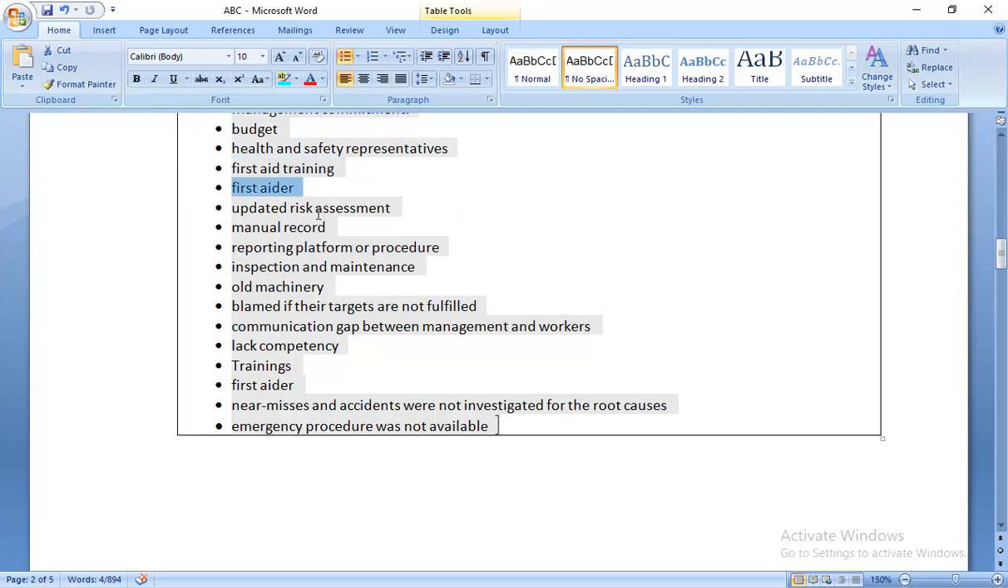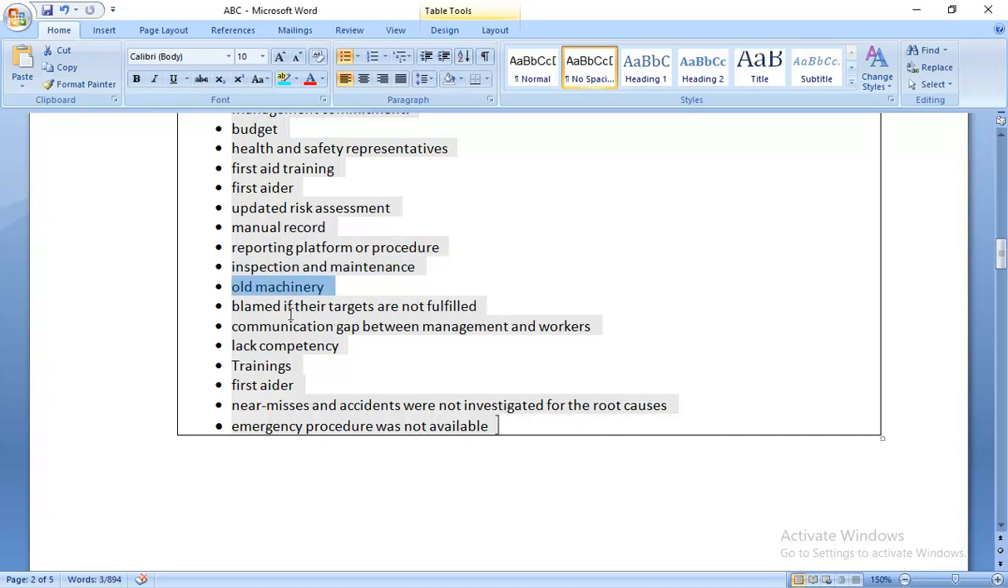There is no first aider at the scene. The risk assessments are out of date. There are no records for accidents or near misses. There is no reporting procedure or platform for accidents or near misses. Inspection and maintenance records are not available. Machinery is old.